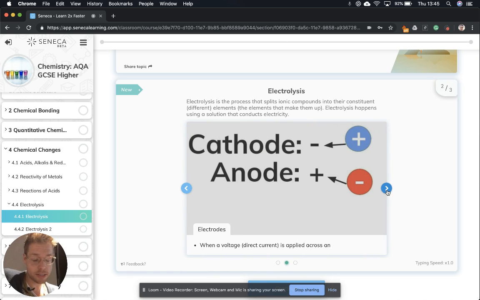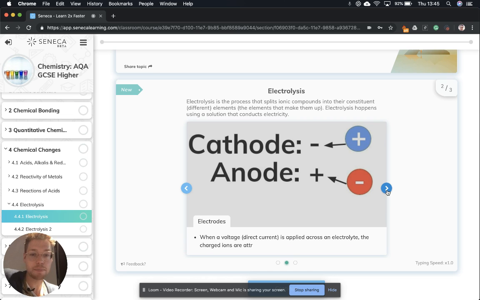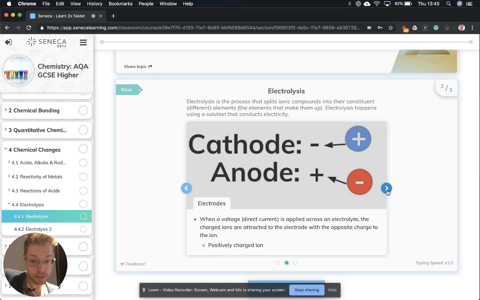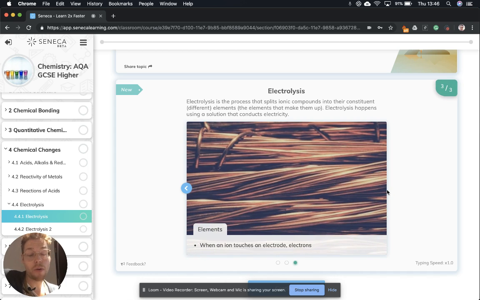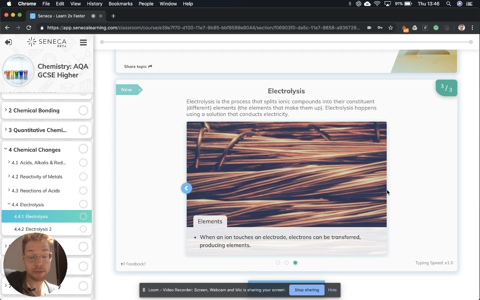Let's go on to some more keywords that we're going to come across. One is cathode, which is a negative electrode, and anode, which is a positive electrode. So a cathode is a negative electrode. Do we think that positive or negative ions are going to go to it? It's going to be positive ions, because positive ions or cations are going to go to the negative cathode. Similarly, at the anode, which is going to be the positive electrode, negative ions or anions, they're going to go to the anode.